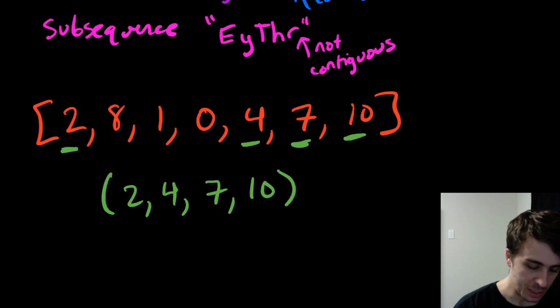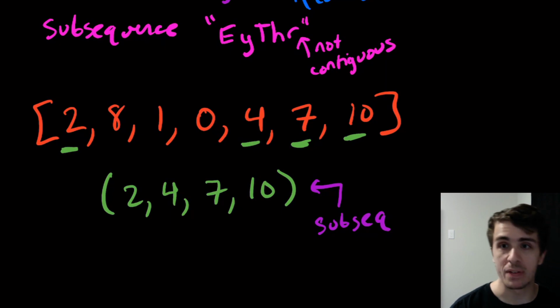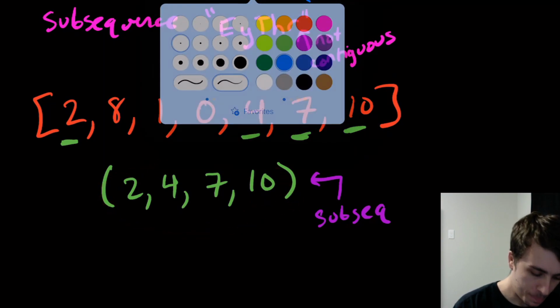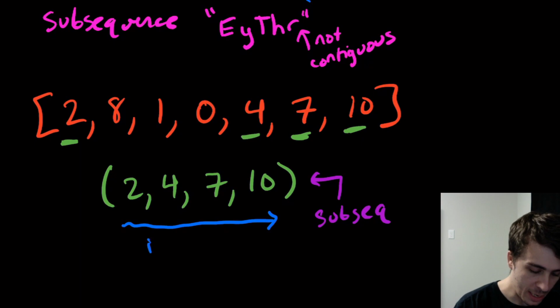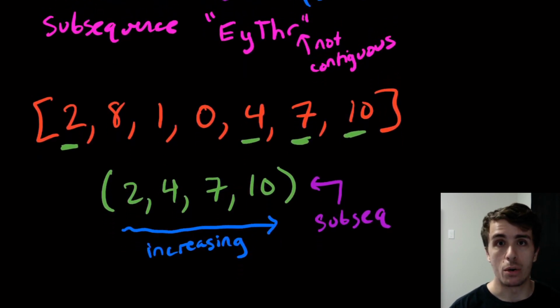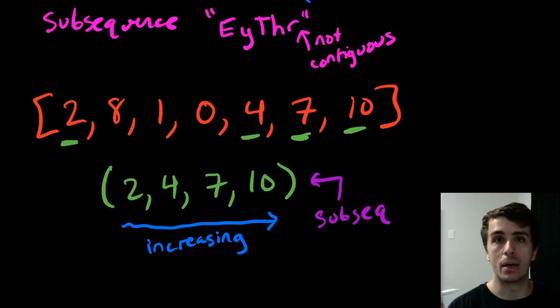This is a subsequence right here. I'm going to abbreviate it to subseq to make it easier to write. And we notice that all of the elements are increasing as we go along in the subsequence. What we want to know is what is the biggest subsequence that I can take where it is increasing the whole way through.